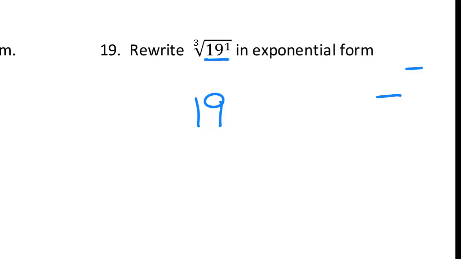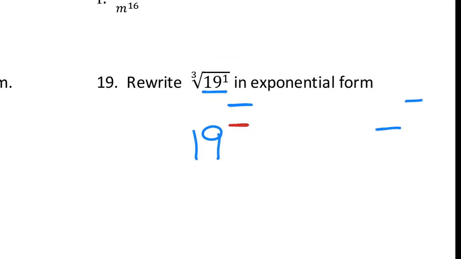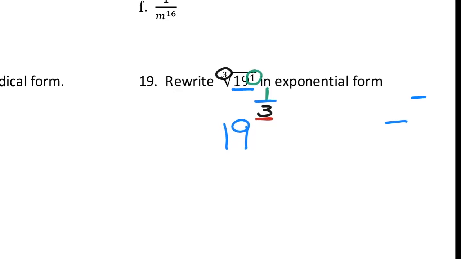And what would be for my exponent? It is going to be a fraction. What is going to be the numerator of this exponent? 1. So this 1 right here is the numerator. And what is my denominator? 3. So 19 to the 1/3 power is the same as the cube root of 19 to the first power.